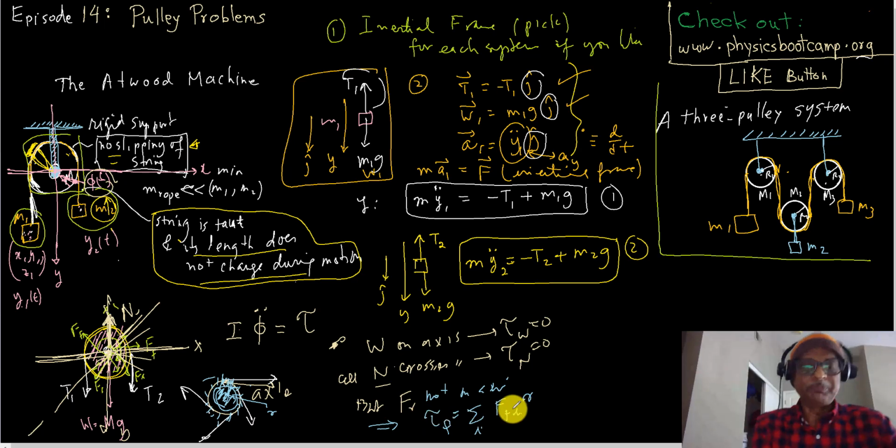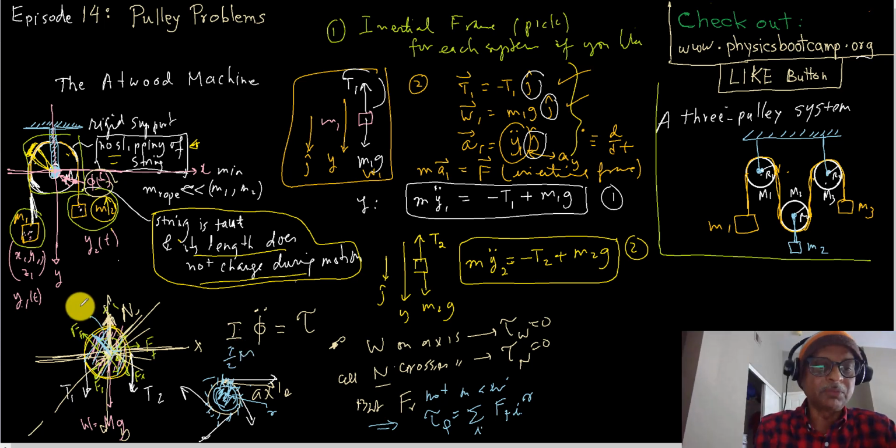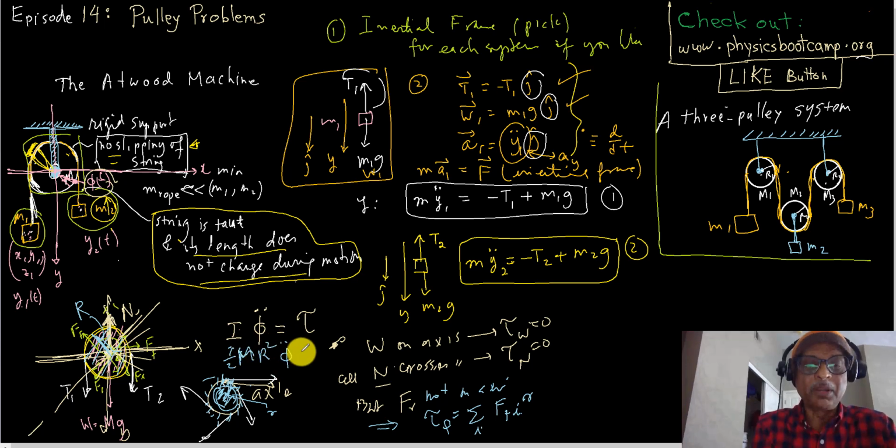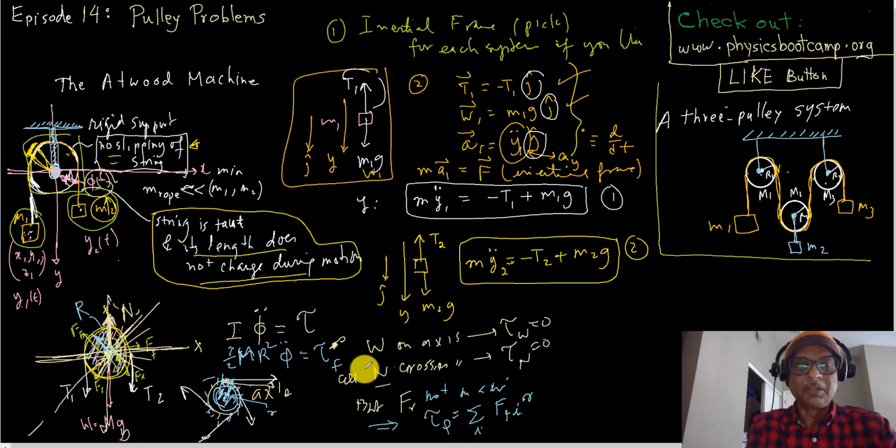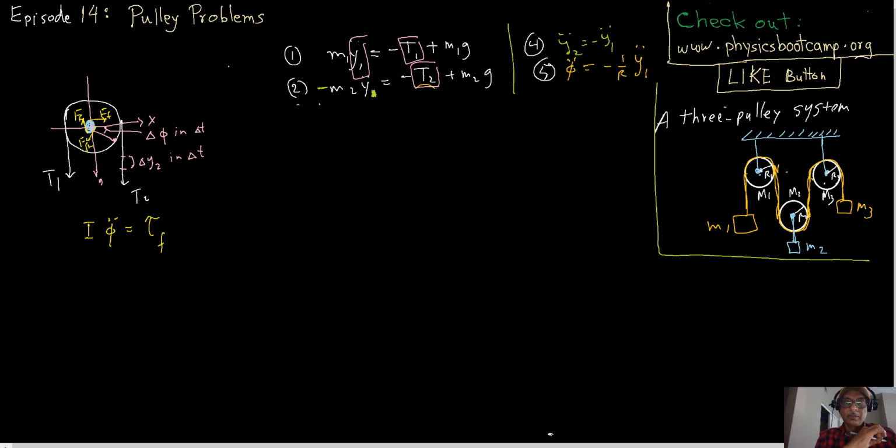All right, so let's look at what I is. I will be a disk formula. I can use it. That will be half M R squared, where R is the radius of the wheel, times phi double dot, and the torque I'm just going to write as tau f. So we're assuming this is positive, and so this is positive.